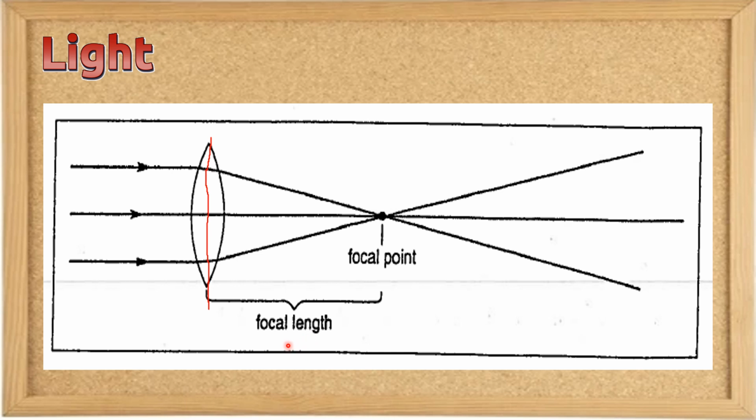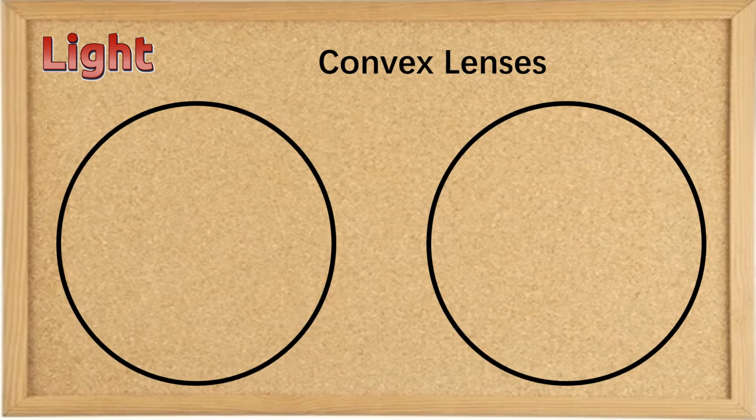So in short, this is what you mean by the word converge. Converge meaning the light is brought together at one point, in your focal point. So how do we make this convex lens? In your convex lens, we are going to need two lenses, each of which are to be fused just like this one.